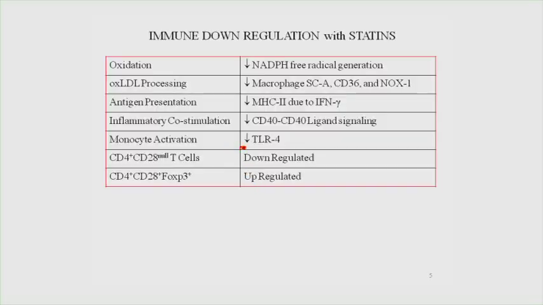CD40 ligand signaling, we talked about that as a predictor or a mediator of restenosis following angioplasty. That's downregulated by statins. The toll-like receptor is downregulated, so the whole immune system begins to stand down a little bit. We see greater levels of regulatory cells and lower levels of CD28 null cells and Th17 cells. Remember, statin therapy improved outcome in the patients that had the greatest degree of immune system upregulation. If your immune system is not active, if it's quiescent, statin therapy is not as important for you.